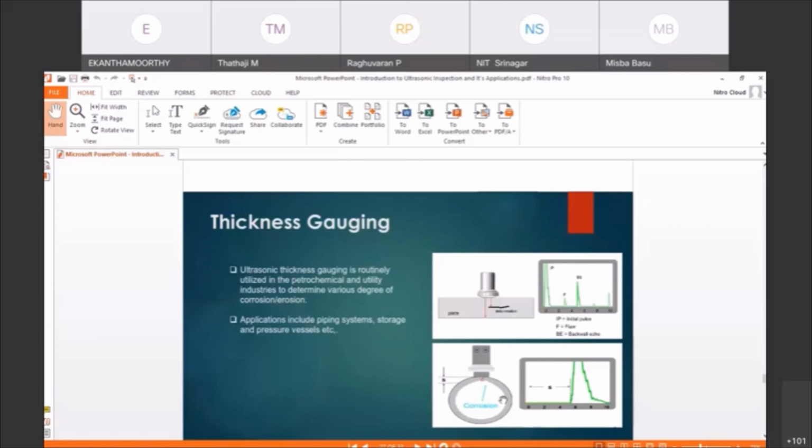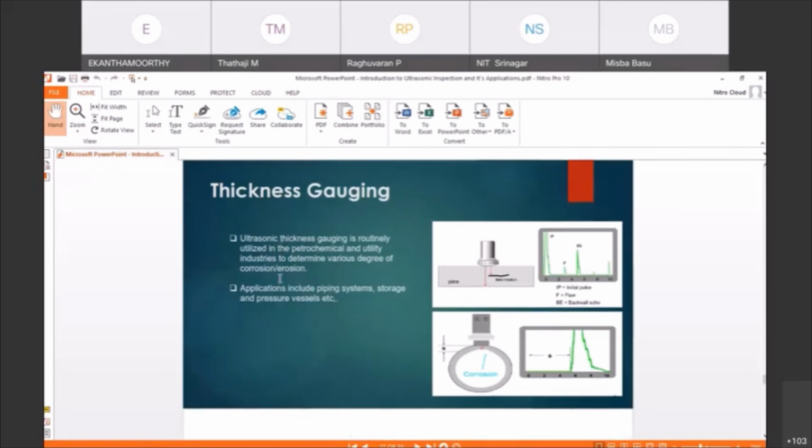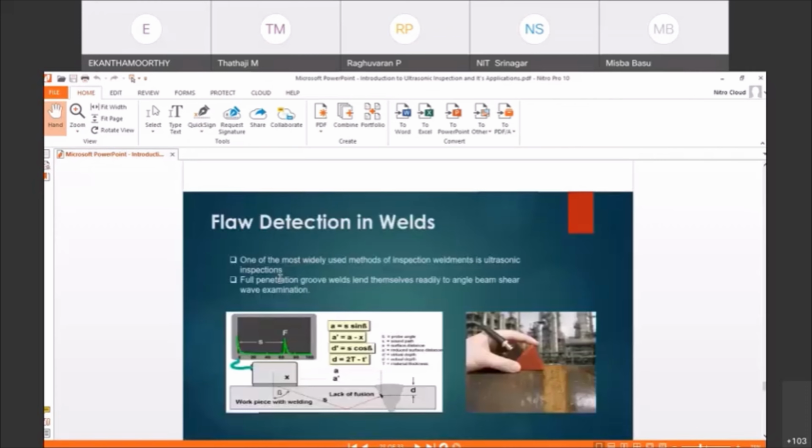If you see in the example, this one is the ultrasonic probe. Here the corrosion loss is there. So we can see this in echo dynamics. You will get a porous signal, like a zigzag kind of signal, and any laminations, thickness gauging. And the second application is flaw detection.